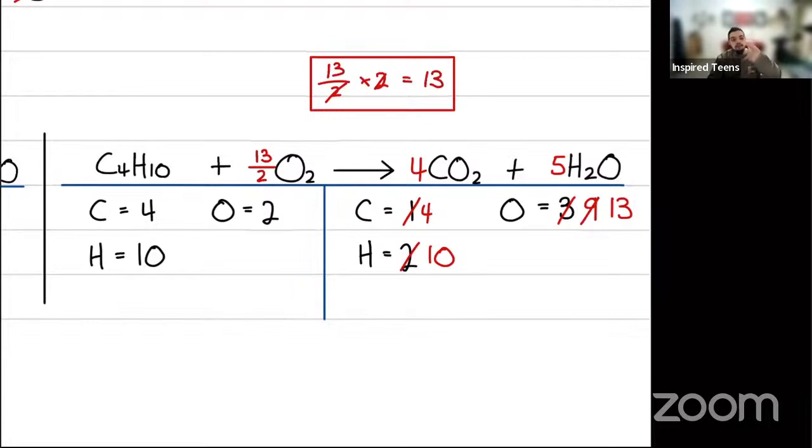but you can't leave your final answer like that. What you have to do is to get rid of this 2, you have to multiply it by 2. It's as simple as that. You multiply it by 2. Okay, but in order to maintain the equality, because you multiply one of them by 2, you have to multiply all of them by 2.